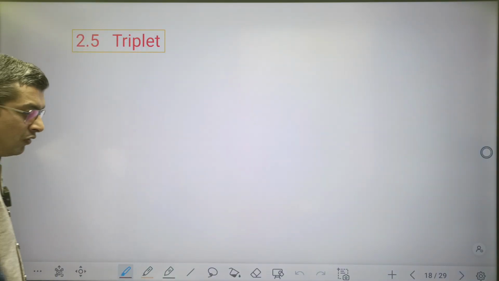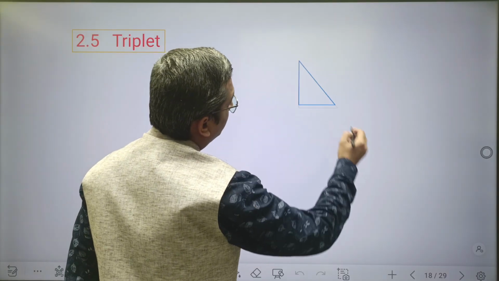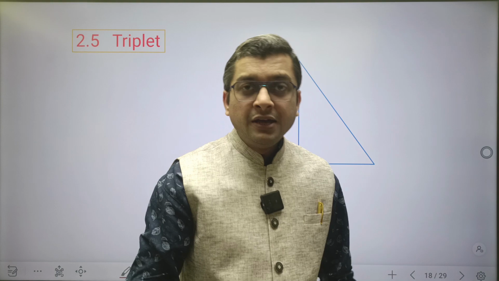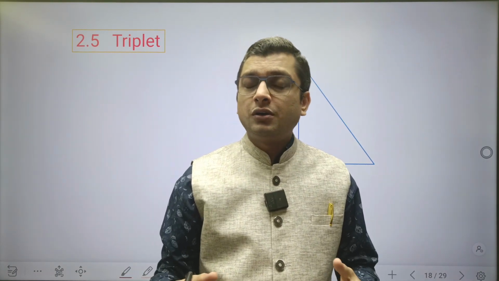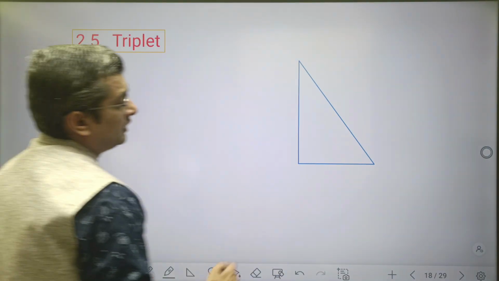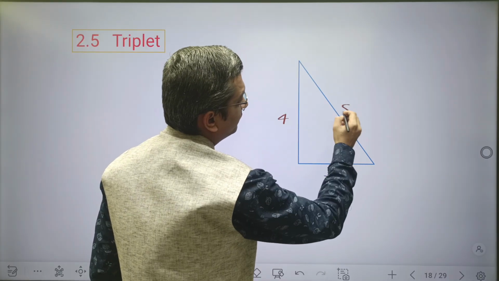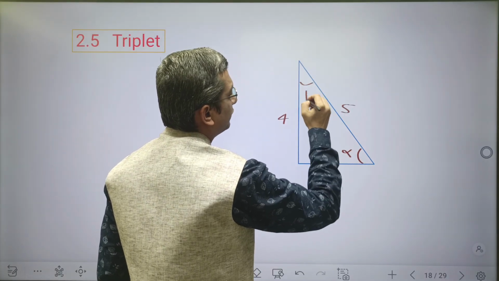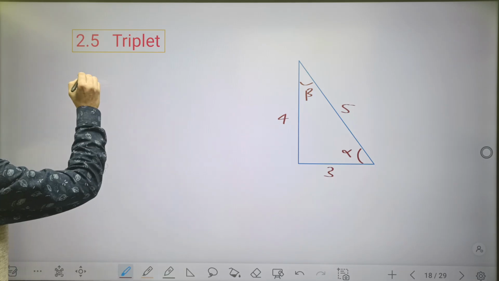Now, Pythagorean triplet. There is a special triangle, and there are questions based on this Pythagorean triplet, which are asked many times in NEET in the chapters corresponding to vectors, motion in a straight line, and all that, isn't it? Suppose here we have this side having 4 meter length, this is 3 meter length, then this is the Pythagorean triplet, that is 3, 4, 5. Now let us suppose this is angle alpha and this is angle beta.